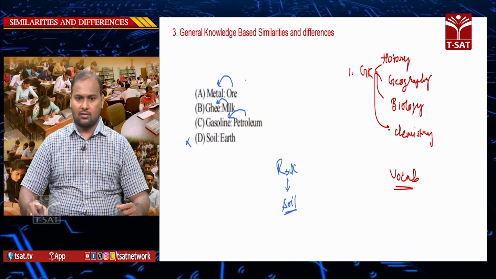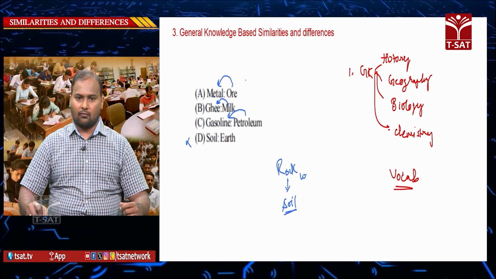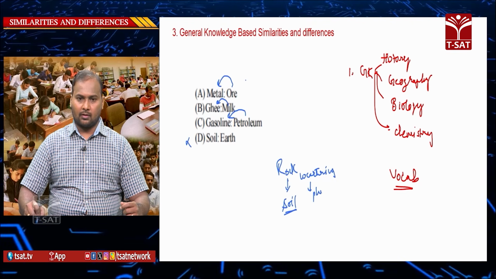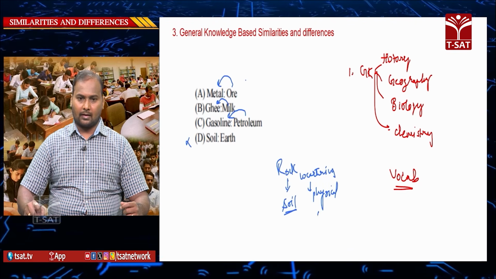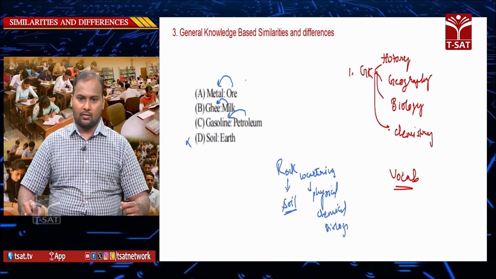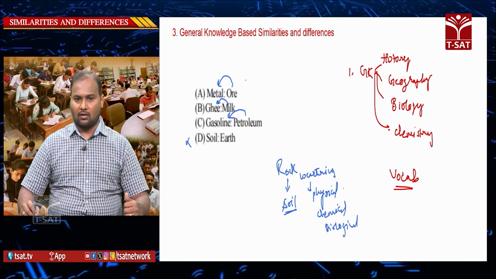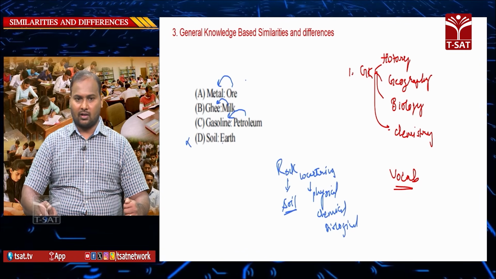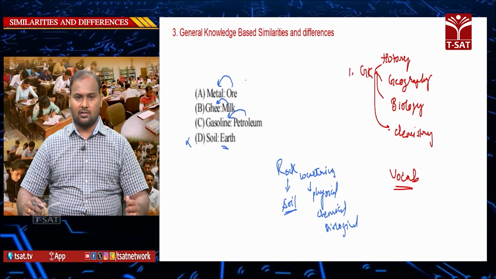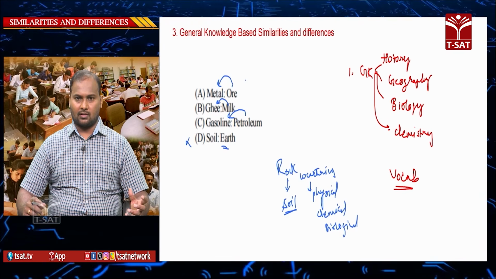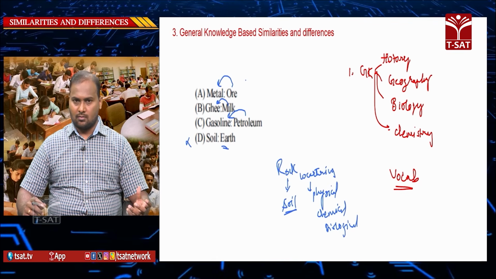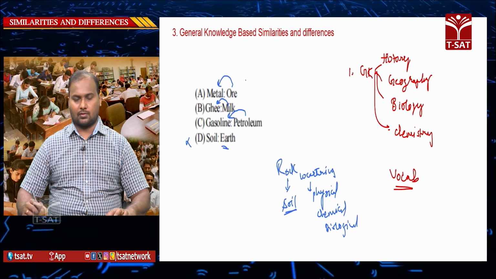Yes or no? Soil forms by the weathering of rock, and this weathering may be physical weathering, chemical weathering or biological weathering. So you go with any kind of weathering. So rocks undergo weathering and form what? Soil. It is not from the earth. So that is the reason option D is the wrong option. And what about the remaining three options? The logic is the source. For example, for metals, the source is ore. The source for ghee is milk. The source for gasoline is petroleum. So the logic is based upon the source.